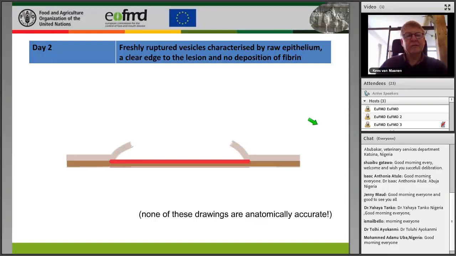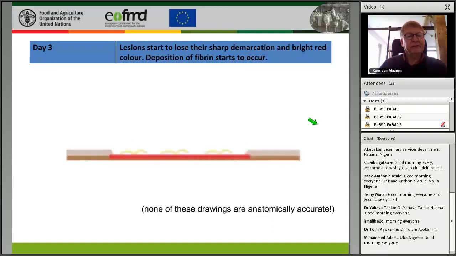It's really like a wound. A clear edge to the lesion, no deposition of fibrin, that takes a little bit more time. And these fragments, they may stay for some time, but they can also be easily chewed away by the animal.